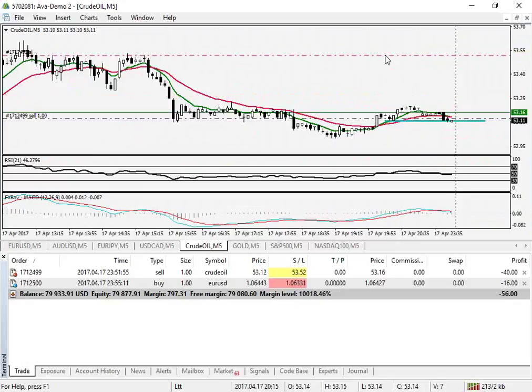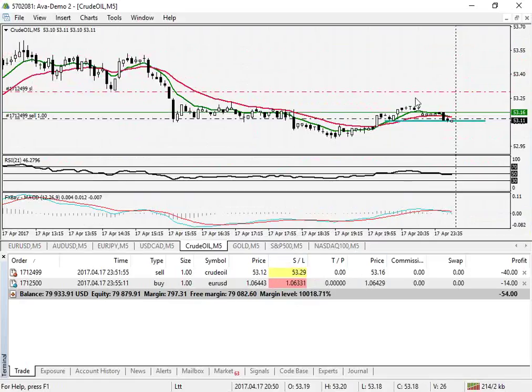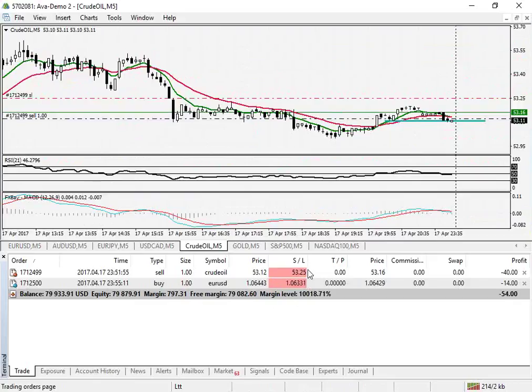If my stop order was way up here, it would be yellow because it's more than 10 cents away. But if I get within 10 cents, this will start changing its color. It's almost like a warning sign. You're within 10 ticks of getting stopped out, 10 cents on here or 10 pips on your currencies.